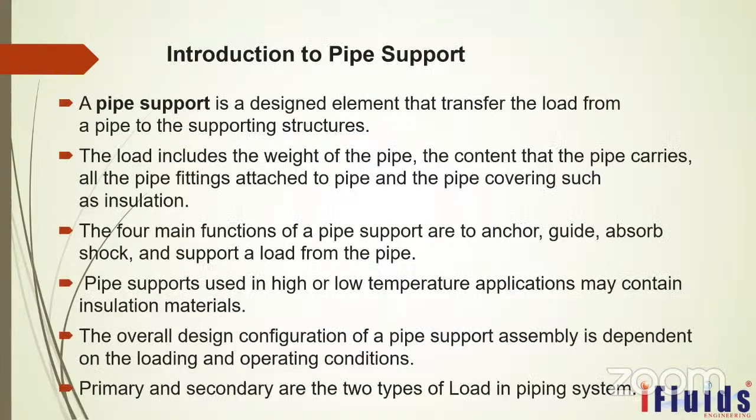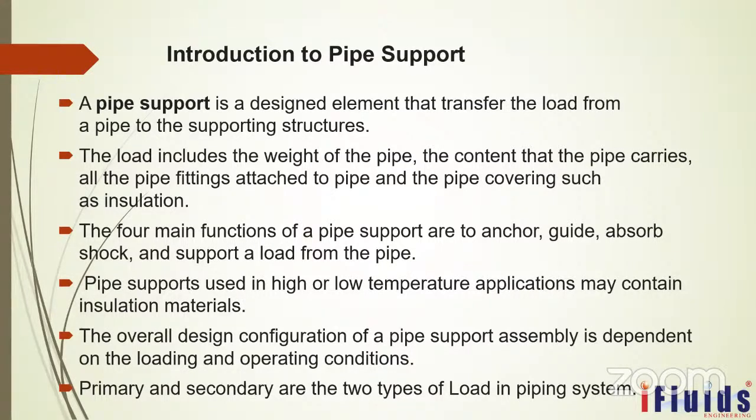So, introduction to pipe support. What is a piping support? A pipe support is a designed element that transfers the load from a pipe to the supporting structures. What are all the loads it includes? It includes the weight of the pipe, that means the self weight, the dead weight of the pipe, whether it may be a carbon steel or stainless steel or plastic pipe, and then the content that the pipe carries. Content means the fluid which is carried by the pipe. Maybe it may be a vapor phase or maybe a liquid one. The content which the pipe carries, and the pipe fittings attached to the pipe.